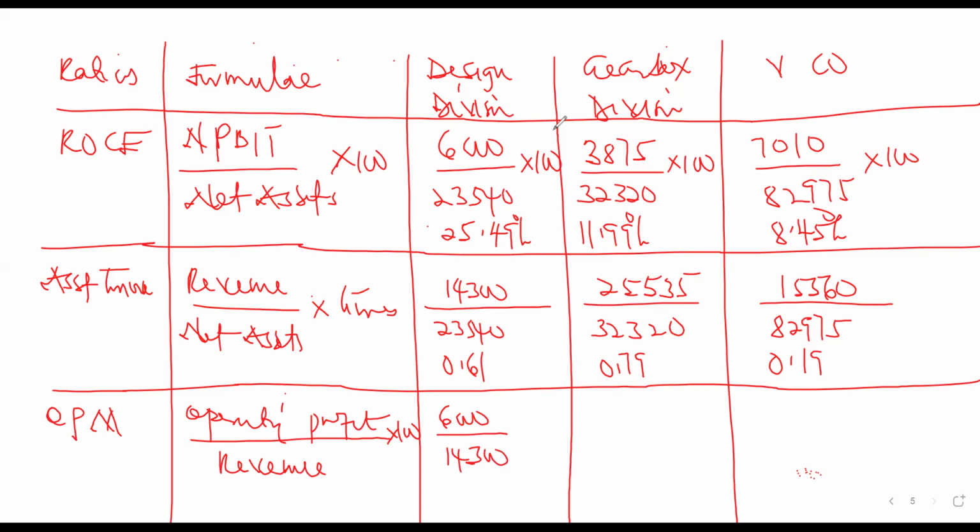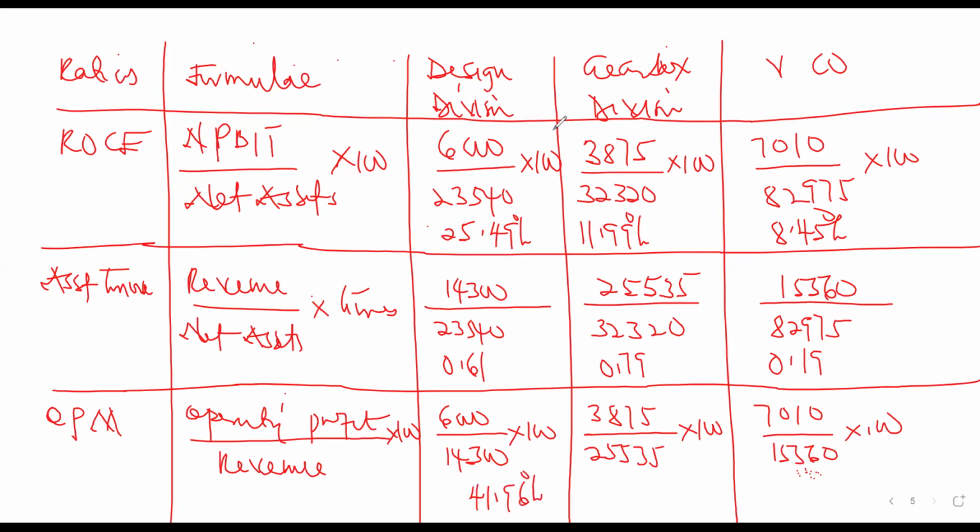Are we correct? 14,300. So yes, 41.96. Over 25,535. Okay, so we have 710 over 15,560. So what are we getting for them? 41.96, 41.96, 15.18, 15.18, 45.05.